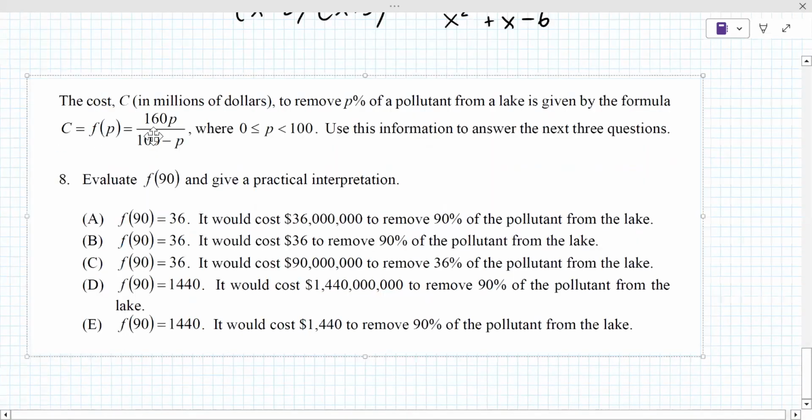All right. A lot of words here. You got to find f of 90. F of 90 means to put 90 in for P. So if you got a calculator handy, go ahead and see if you can figure that out. Right. And then we'll talk about the interpretation.